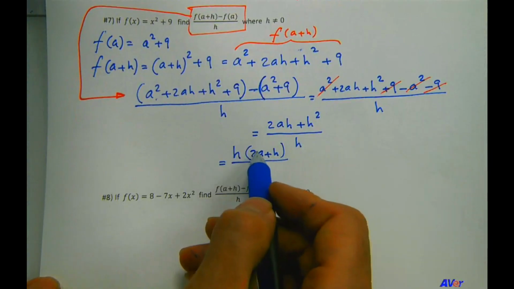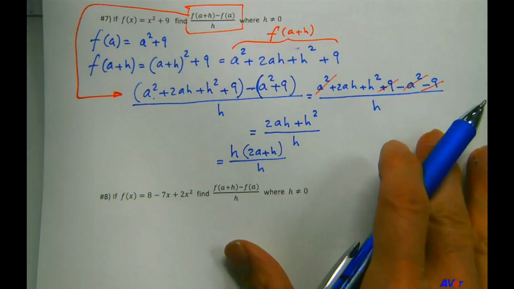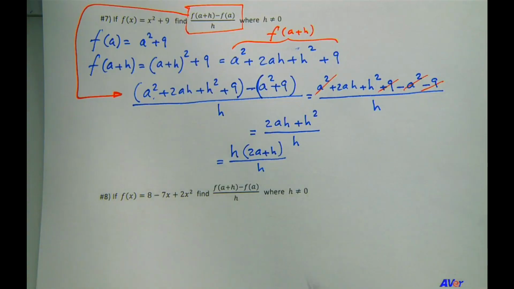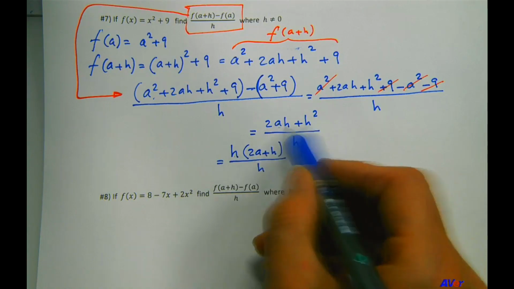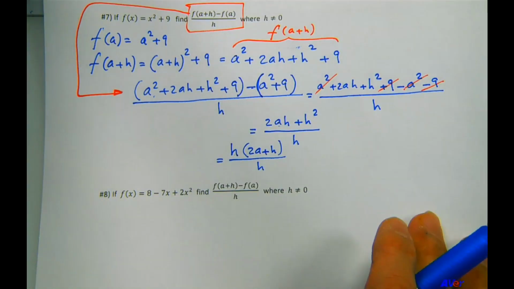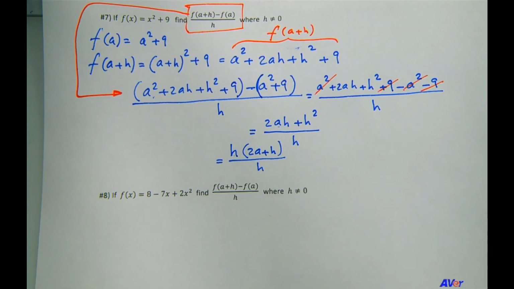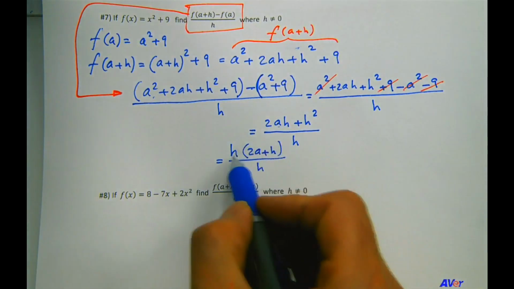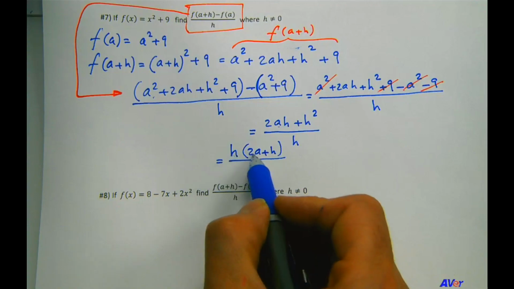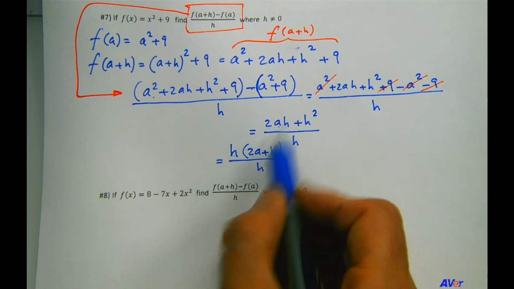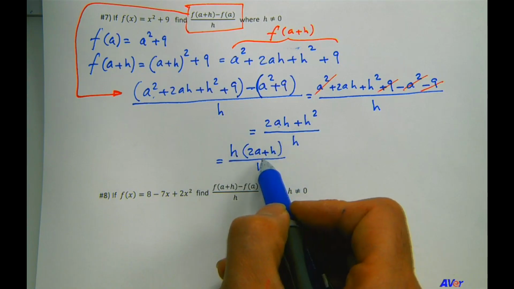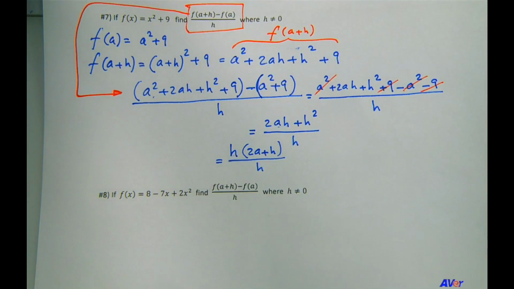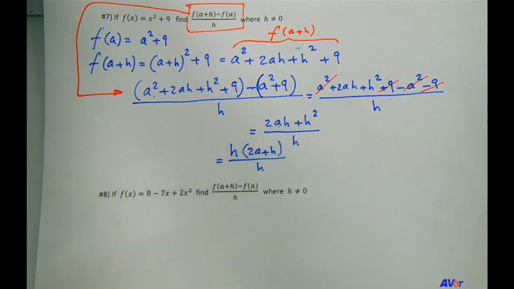Remember, if you have any questions or problems with this step, remember that factoring is the opposite of the distributive property. So if you distribute this into this parentheses, you should get the numerator back. That's a very nice, easy, quick way of checking your factorization. So let's do that. H times 2A, 2AH, plus H times H, H squared, right? So the factorization works, because when you distribute this back, you get the original expression back.